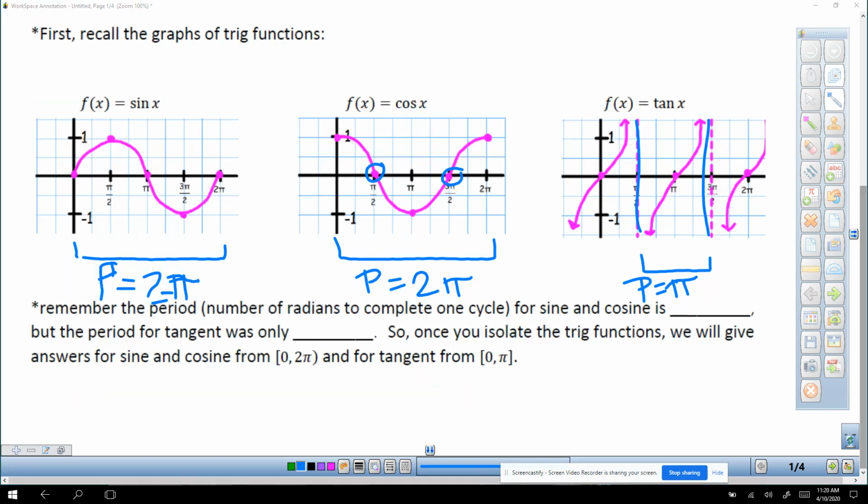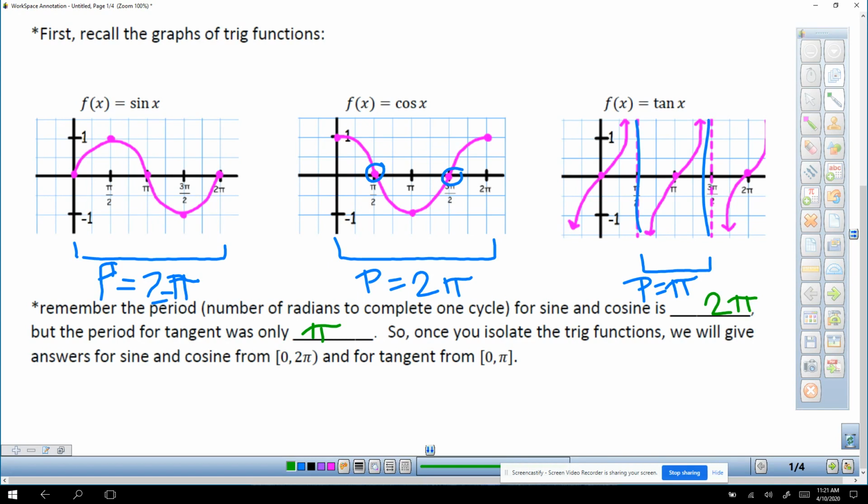All right, so in this little paragraph down here, it says, remember the period, the number of radians to complete one cycle for sine and cosine is 2 pi. And for tangent, it was only 1 pi. If we're talking in degrees, remember, that'd be 360 degrees versus 180 degrees. Okay, so once you isolate the trig function, we're going to give our solutions or our answers within that period, within that window, within one cycle of the function. Okay, so our answers for sine and cosine can be from 0 to 2 pi, and our answers for tangent can be from 0 to pi.